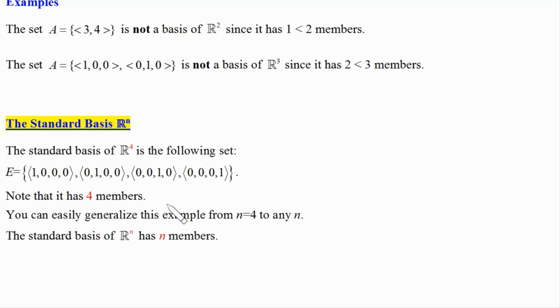I just didn't want to write it with dots. So I mean, you could get the idea. If I asked you to write the standard basis for R3 or R5 or any other, you would be able to do it, and it would have n members if it was Rn, like the standard basis for R3 would have 3 members, (1, 0, 0), (0, 1, 0), and (0, 0, 1), for example.